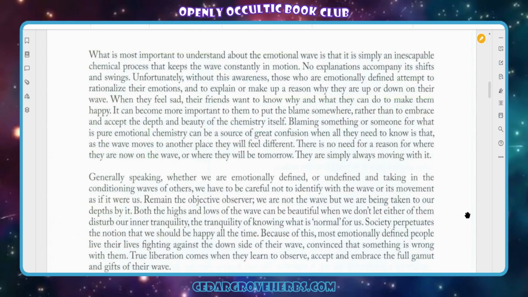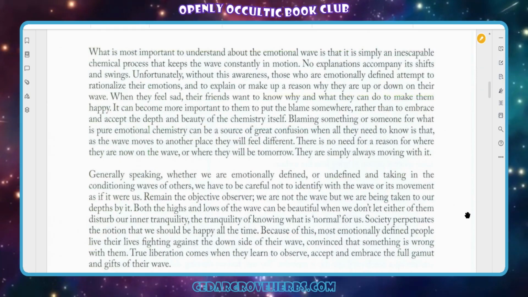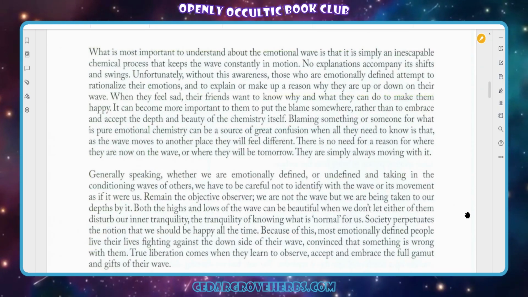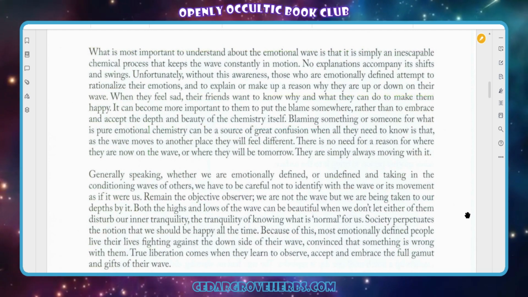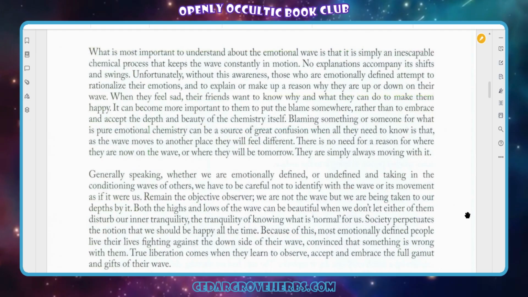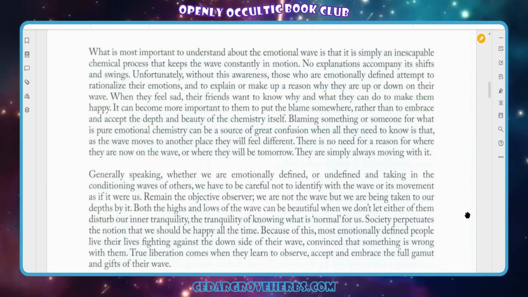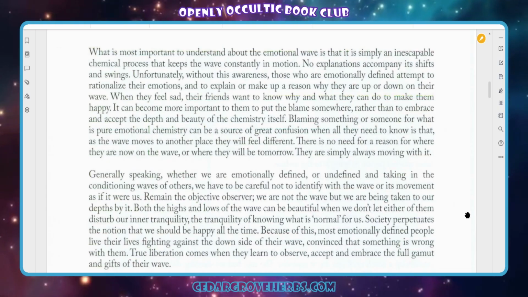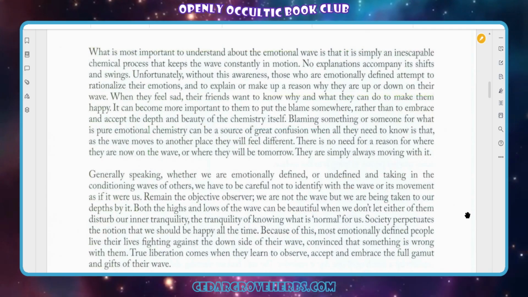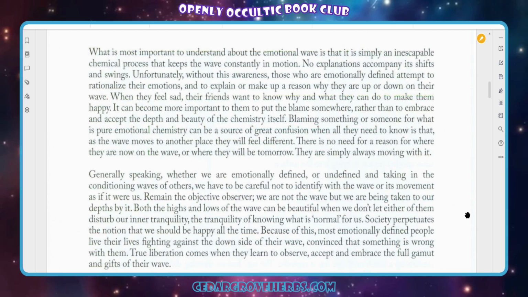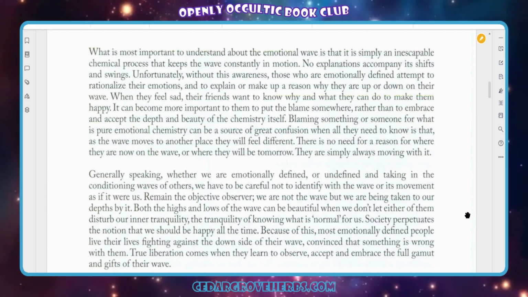What is most important to understand about the emotional wave is that it is simply an inescapable chemical process that keeps the wave constantly in motion. No explanations accompany its shifts and swings. Unfortunately, without this awareness, those who are emotionally defined attempt to rationalize their emotions and to explain or make up a reason why they're up or down on their wave. When they feel sad, their friends want to know why and what they can do to make them happy. It can be more important to them to put the blame somewhere rather than to embrace and accept the depth and beauty of the chemistry itself. Blaming something on someone for what is pure emotional chemistry can be a source of great confusion, when all they need to know is that as the wave moves to another place, they'll feel different. There's no need for a reason for where they are now on the wave or where they'll be tomorrow. They're simply always moving with it.